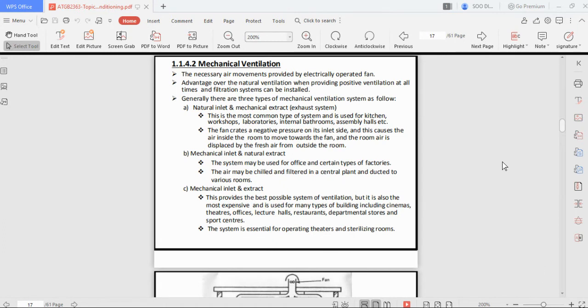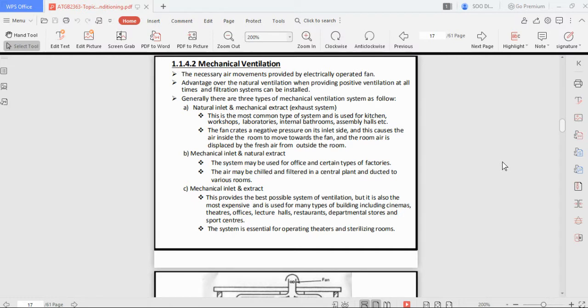Okay, what about mechanical ventilation? Mechanical ventilation works through the usage of an electrically operated fan. One good thing about mechanical ventilation as opposed to natural ventilation is that with this electric fan, you'll be able to provide positive ventilation at all times. And you can also install a filtration system. This is to filter out the dusty air in the atmosphere.